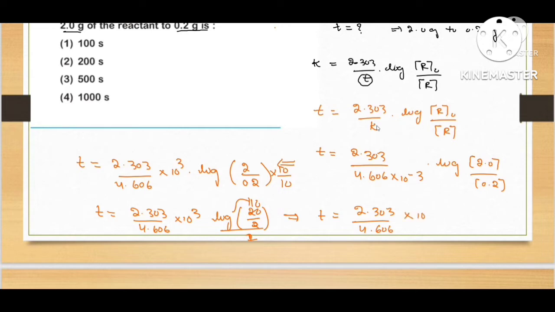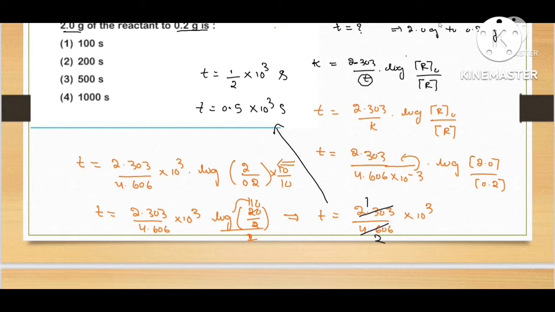4.606 into 10 cube. Here minus 3 present in the denominator will come to the numerator side and become positive. 2.303 by 4.606 gives 1 by 2. Rewrite the equation as t is equal to 1 by 2 into 10 power 3 seconds. 1 by 2 equals 0.5 into 10 cube seconds. Here t is equal to 0.5 into 1000, which gives 500 seconds. So our answer is option 3, the correct answer.